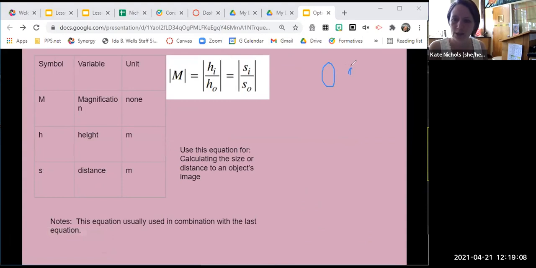So if this is my object here and my image ends up over here, if the ratio is 2 to 1 on their heights, the ratio of the distance away from those things, which I did not draw to scale, obviously, is going to be also 2 to 1. So if the heights are HO and 2 HO, the distances away are going to be in the same ratio, SO and 2 SO. This equation usually gets used with the last equation when you figured out where those objects are located.